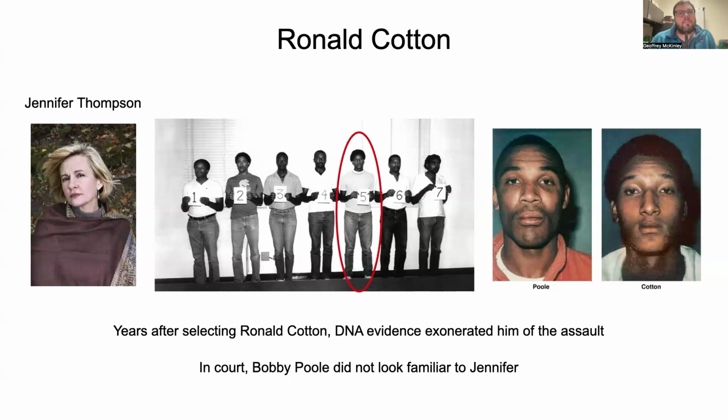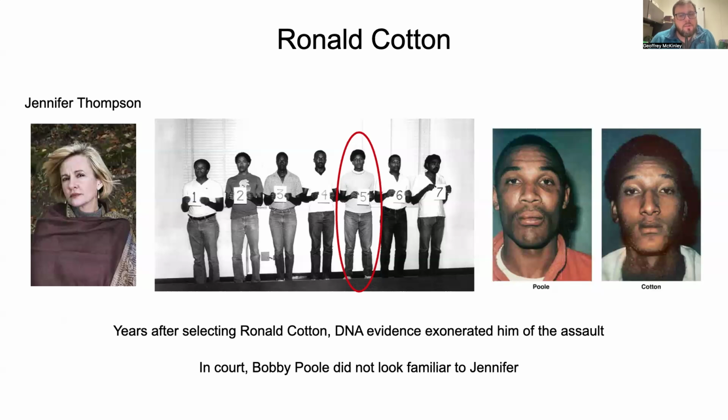And what about that? Bobby Poole actually told somebody that he assaulted Jennifer Thompson, not Ronald Cotton. So Ronald Cotton went to court and said, I want to retry my case. One thing led to another, and he got exonerated, right? Ronald Cotton did. But the reason I'm bringing this up is that Jennifer Thompson states, right?